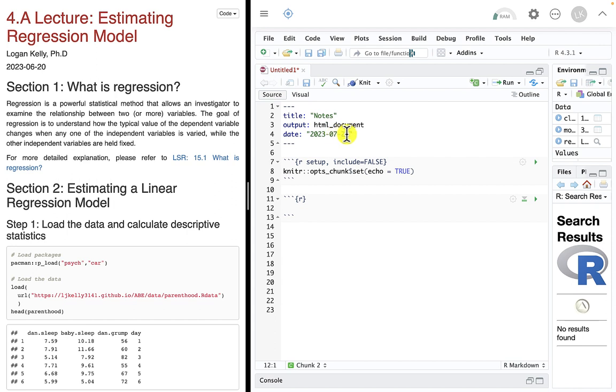I've got the wrong date in here. So this should be like, what, the 29th or something like that. But hey, we're all good. So let's just keep going.